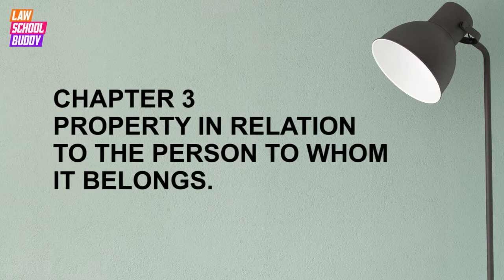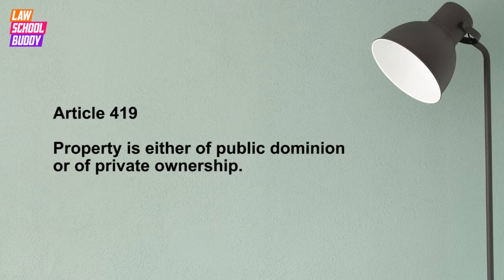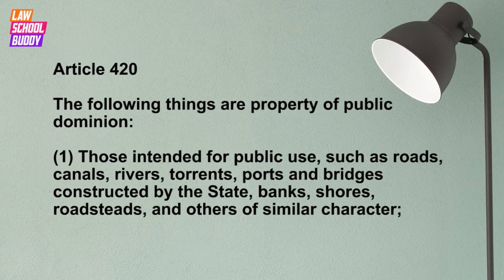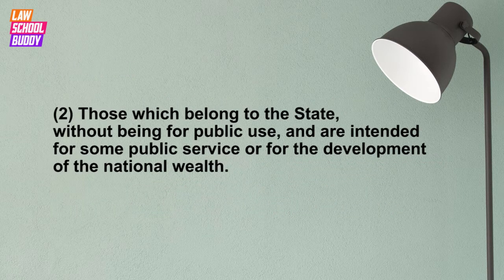Chapter 3. Property in relation to the person to whom it belongs. Article 419. Property is either of public dominion or of private ownership. Article 420. The following things are property of public dominion. 1. Those intended for public use, such as roads, canals, rivers, torrents, ports and bridges constructed by the state, banks, shores, roadsteads, and others of similar character. 2. Those which belong to the state, without being for public use, and are intended for some public service, or for the development of the national wealth.